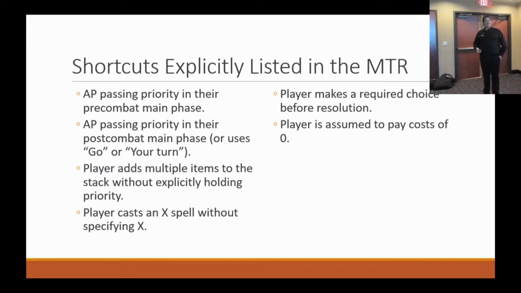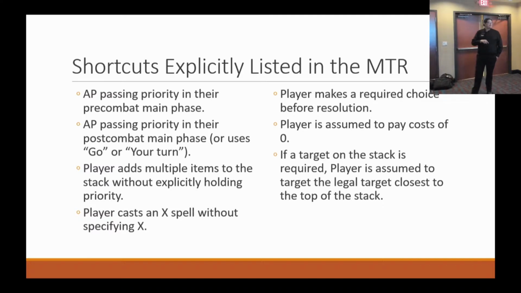Players are assumed to pay costs of 0. So if you have anything that requires a 0 cost, either because you had to pay a converted mana cost of 0 from an effect like Tariff, you're assumed to pay 0 unless you explicitly say otherwise. If a target on the stack is required, the player is assumed to target the legal target closest to the top of that stack. If I cast Lightning Bolt and you say Counterspell, you're assumed to target that, even if there are other things on the stack. Unless you explicitly say what it is, you're assumed to target the topmost legal target.